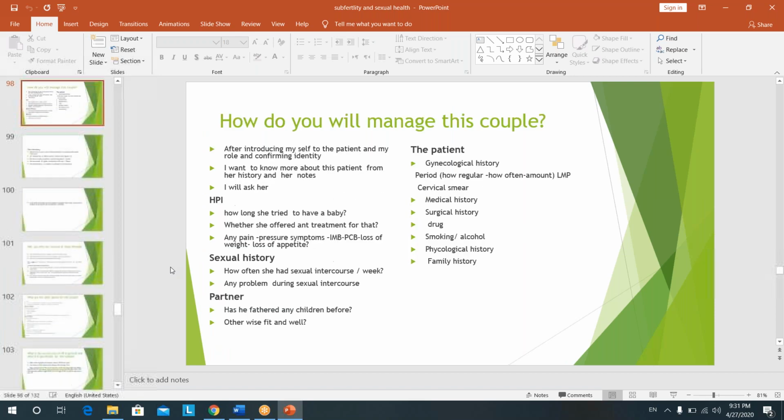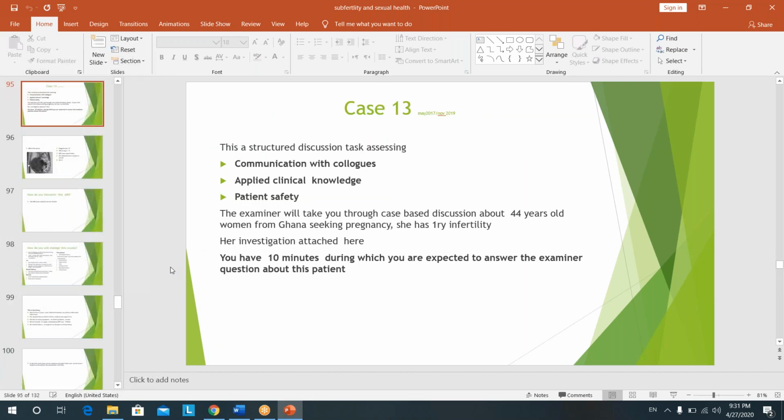So let's go to the model answer of this task. This one was a task that came in the last exam. It was a structured discussion task.